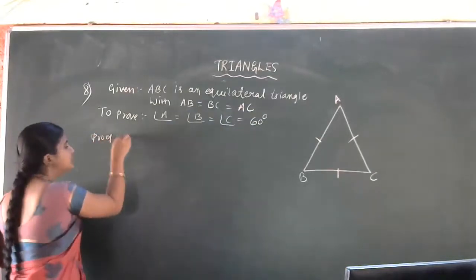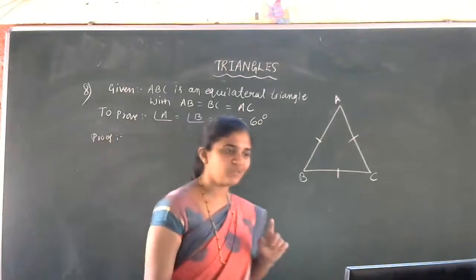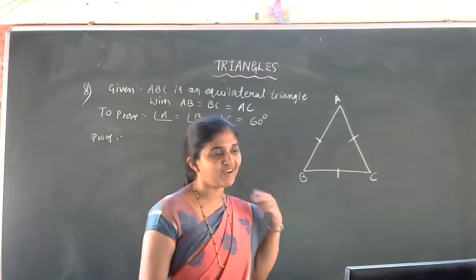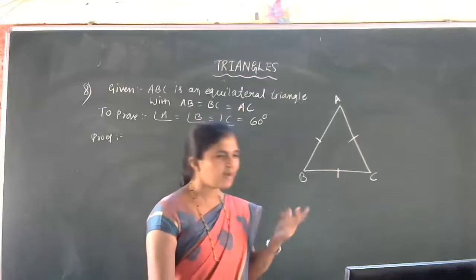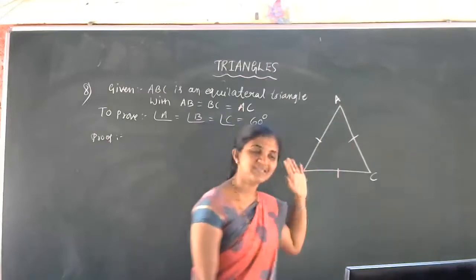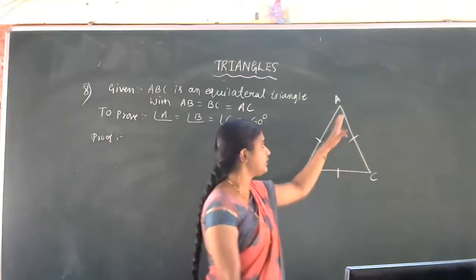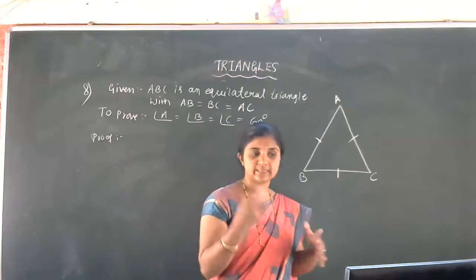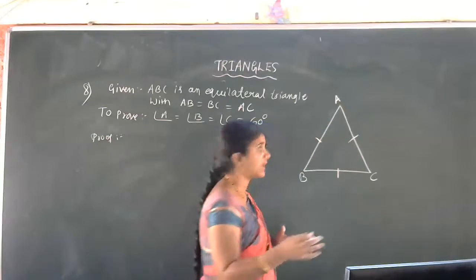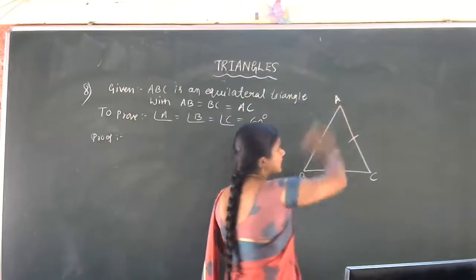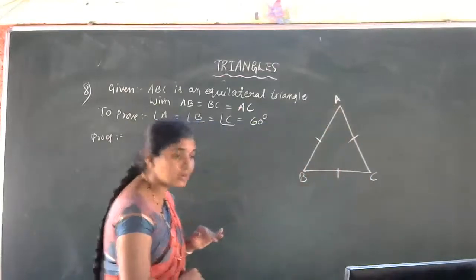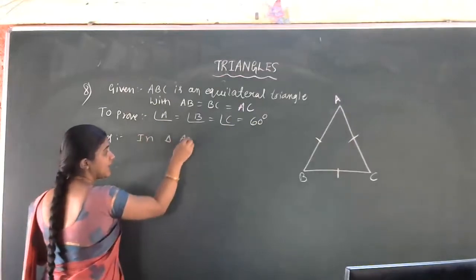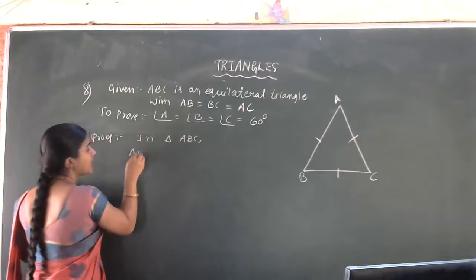Now we'll take each angle as x. So x plus x plus x is equal to 180 degrees. Is that clear? Because we know that all the three angles are equal. X plus x plus x is 3x, which is equal to 180 degrees. 3x is equal to 180 degrees, so what is the value of x? X is equal to 180 divided by 3, that is 60 degrees.